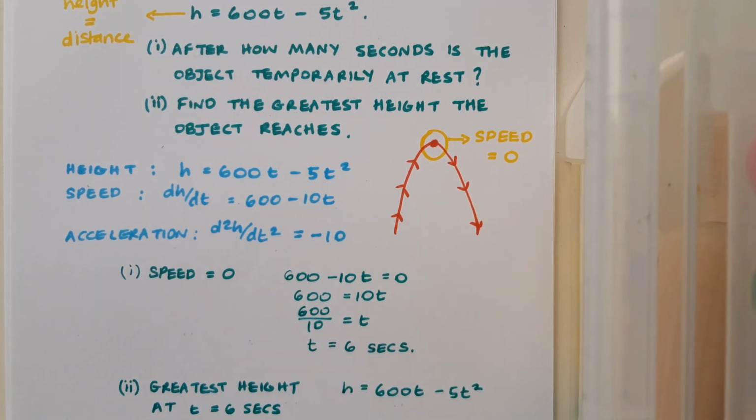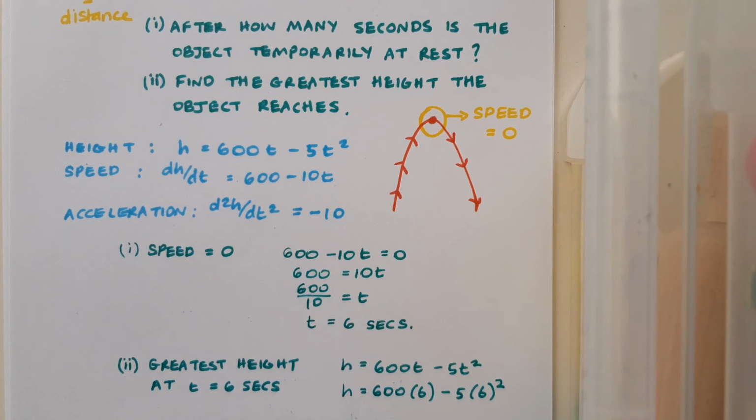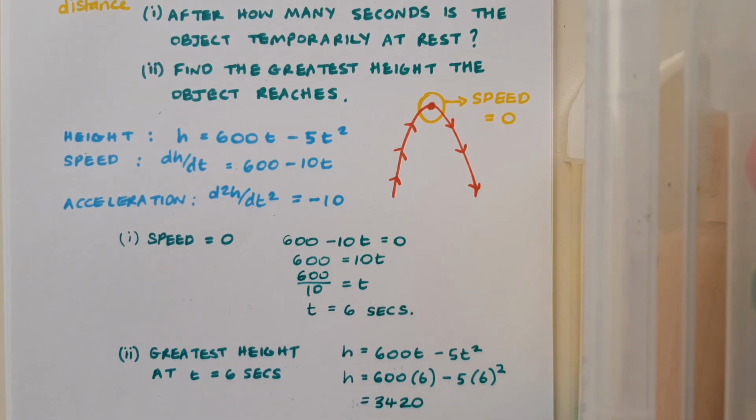The greatest height occurs at t equals 6. So I substitute that into the formula, and I get an answer of 3,420. Now again, don't forget, I want to include my units here. And so since I'm talking about height, the distance is measured in meters. So I have to include that at the end of my solution for full marks.